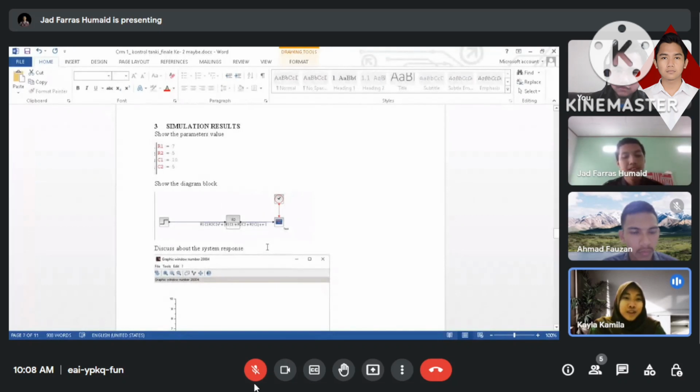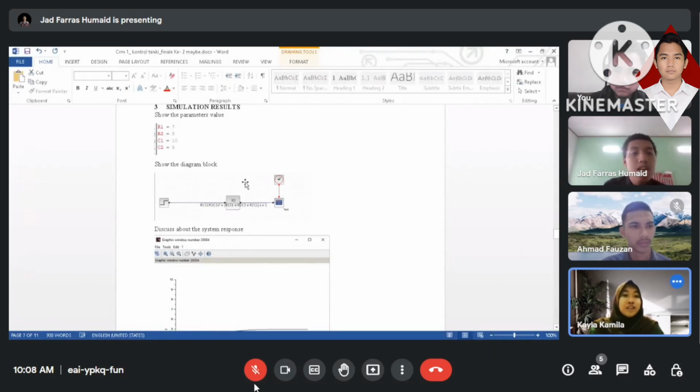These are the parameter values that we use in the simulation. The value of R1 is 7, the value of R2 is 5, the value of C1 is 10, the value of C2 is 5. R is for resistance and C is for capacitance. And this is the block diagram and system response.